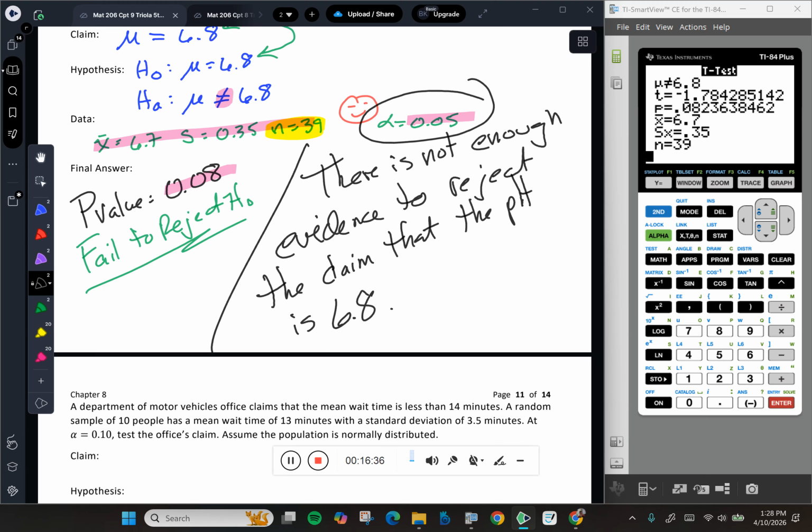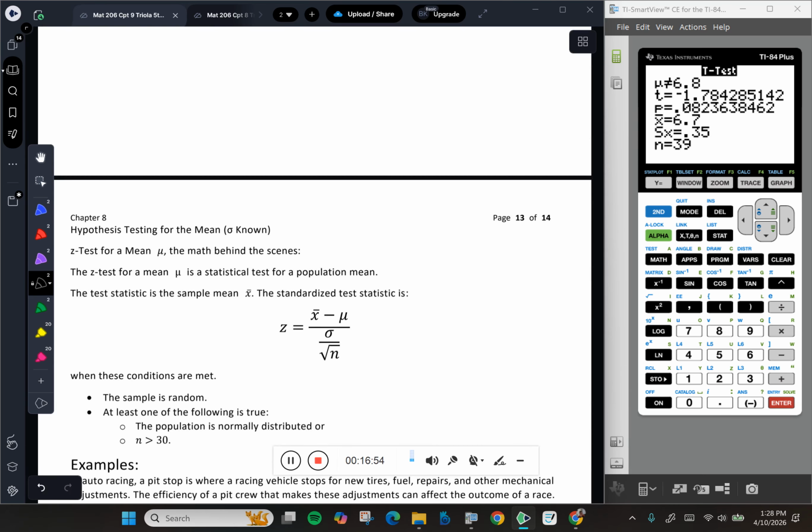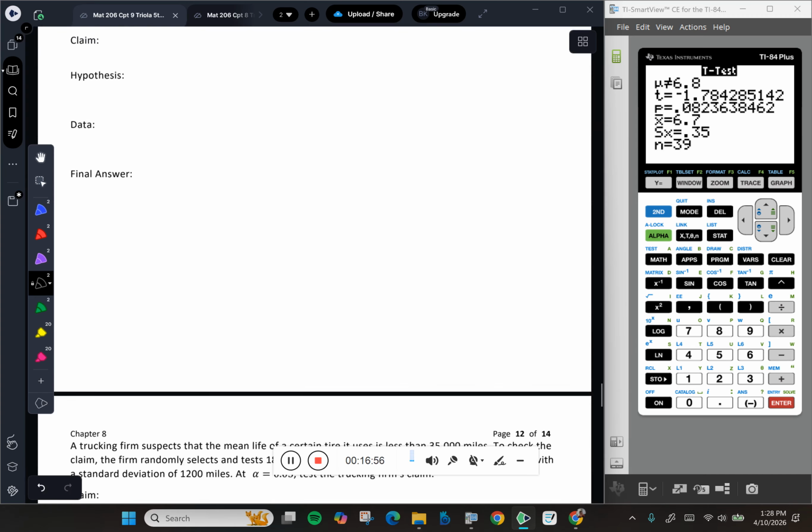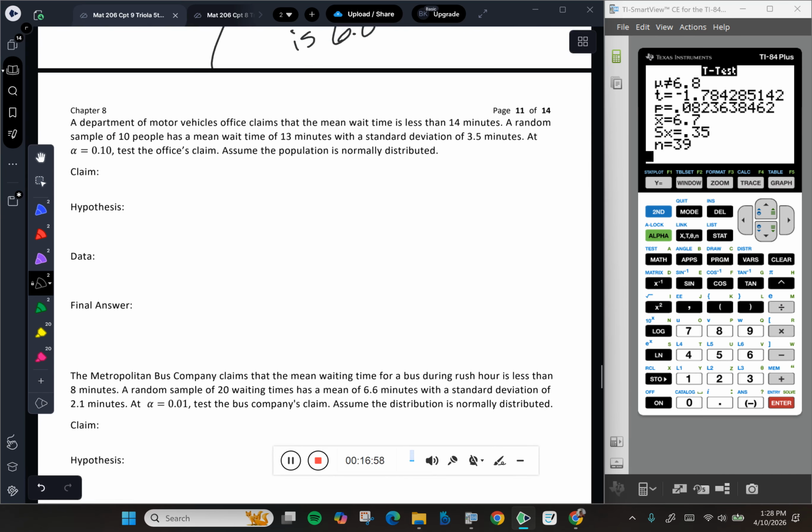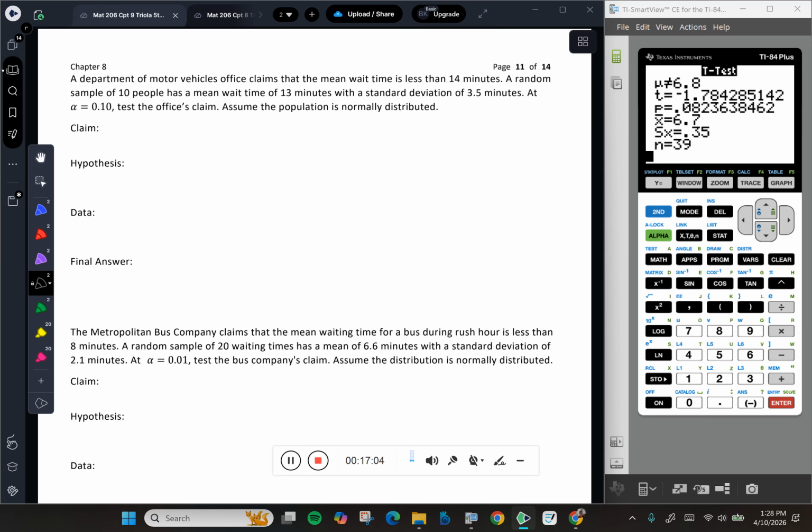All right. 1, 2, 3, 4. Four more to take a look at. They're all going to be fairly similar. It's just repetition of the same thing. I'm looking for a claim, trying to build hypotheses, gather some data, run it through the calculator to do the test, let it do the math for us, and come up with an answer.